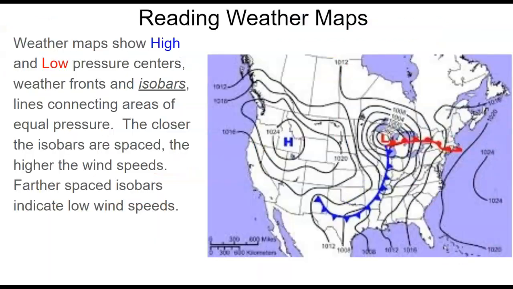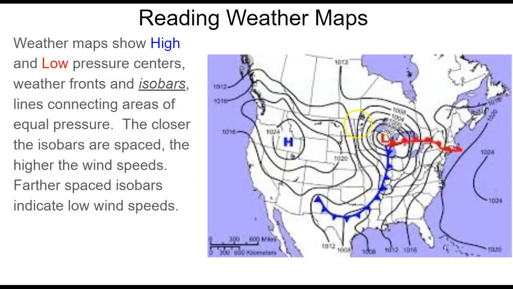Now we're going to look at weather maps. So when we look at the weather maps, we have to first look at something that's called the isobars. Remember when we talked about high and low pressure? High pressure is represented with the blue H, that's the sinking air. Low pressure is represented with the red L, that's the rising air. These lines that are on the map are called isobars.